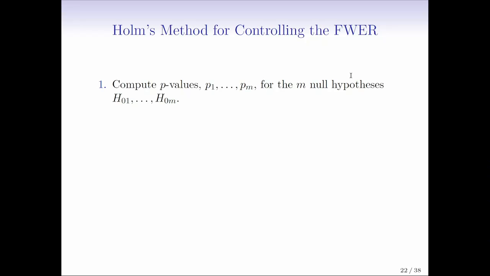You just perform standard hypothesis tests on your m hypotheses and calculate standard p-values, p1 through pm, so it's exactly the same as before. But now what we do is we order the p-values from the smallest to the largest. So this p(1) with parentheses represents the smallest p-value, p(2) is the second, etc. So they're ordered from smallest to largest.